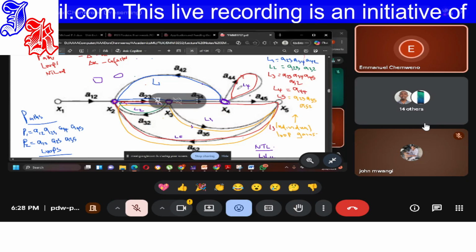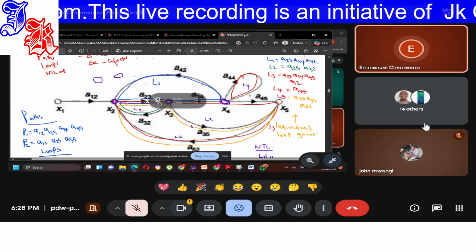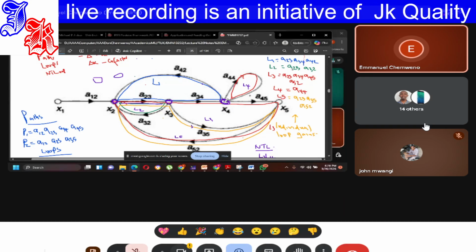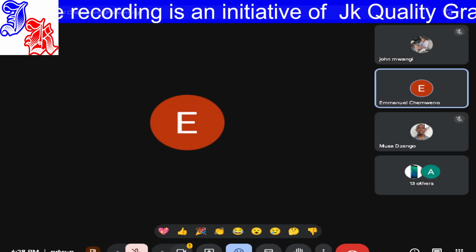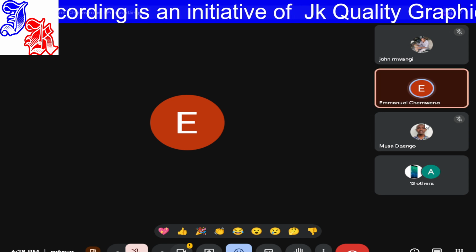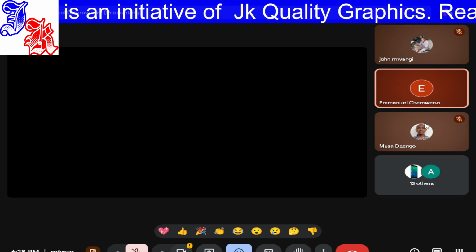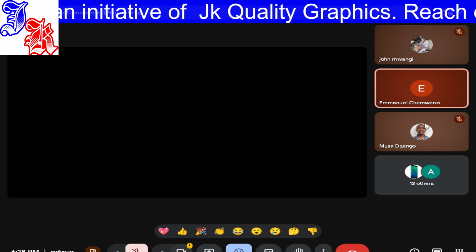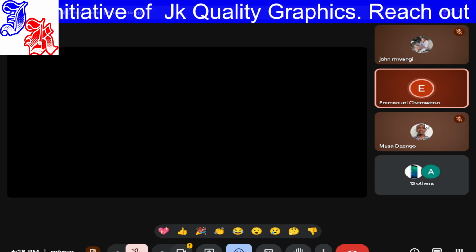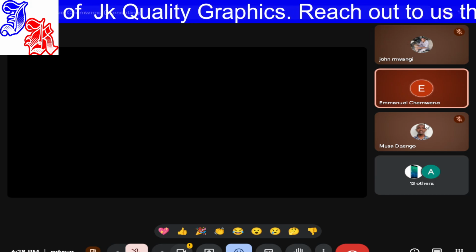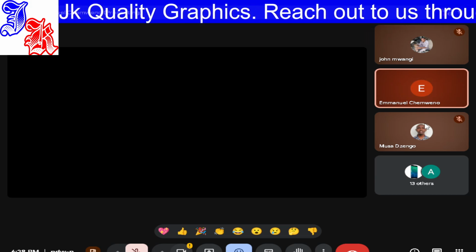Loop 3 and loop 4. Loop 3 is the straight line, and loop 4 is this, so they share this. So loop 3 and loop 4 touch, and loop 3 and loop 5 share this node and this node, so they touch. Now let's look at loop 4 and loop 5.